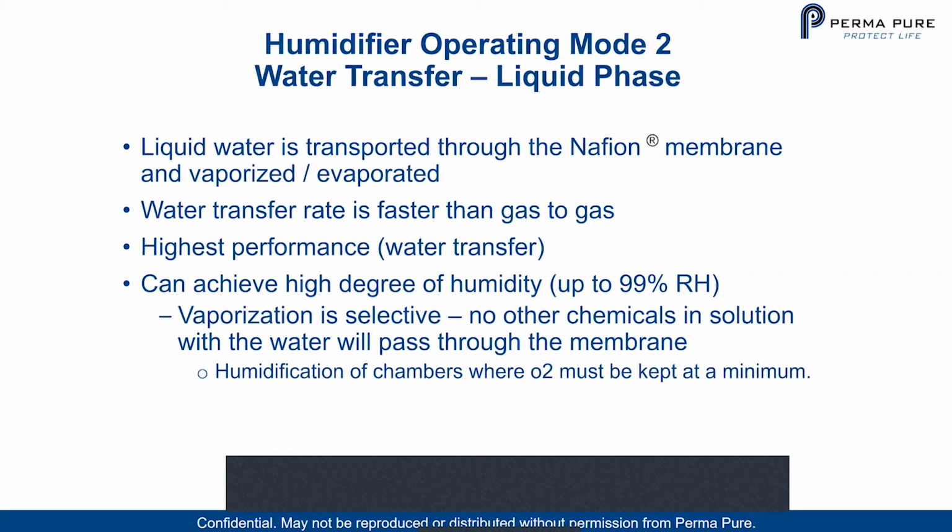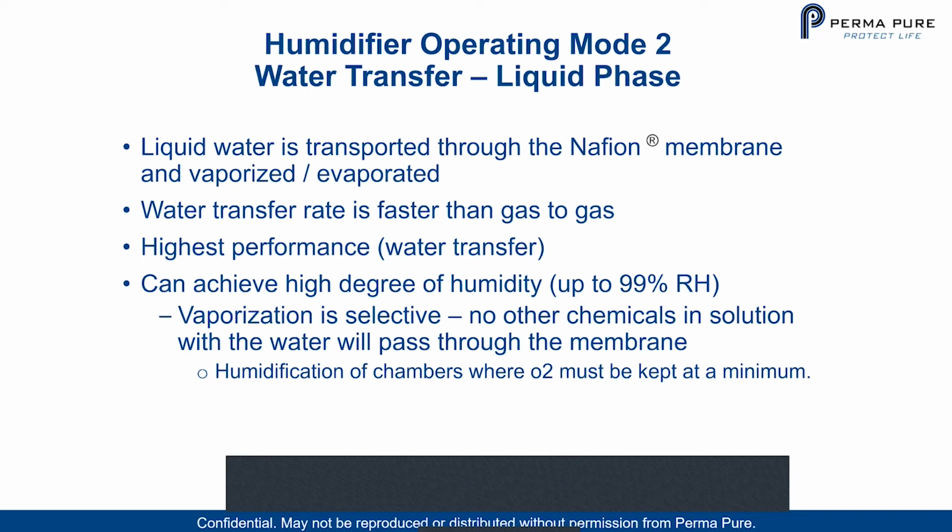So you can get the highest performance, the highest amount of water transfer into a gas stream, with water to gas. And you can see with our performance curves that the flow rates we're able to get using water to gas transfer are much higher than gas to gas. So we're putting a lot more water into the air, and the capacity grows greatly. We can achieve a high degree of humidity, up to 99% relative humidity. And the vaporization is selective. No other chemicals in the solution with water will pass through the membrane.